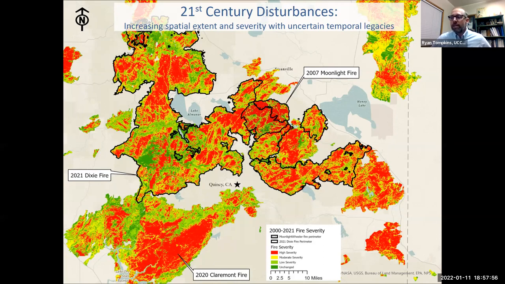And so not only is this an emotional issue, perhaps for myself, but it's also an issue that we are seeing at greater extents and greater scales and greater patch sizes and severities. And really these shifts in our disturbance regimes are occurring with rather uncertain temporal legacies in our forested ecosystems in California.